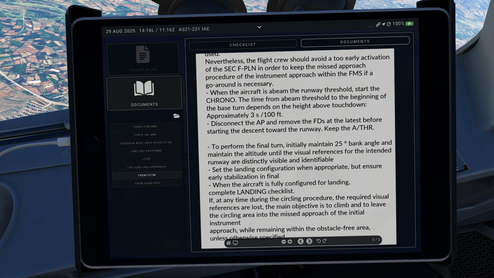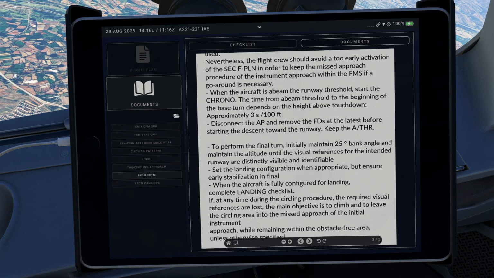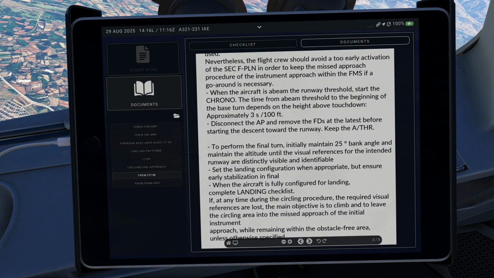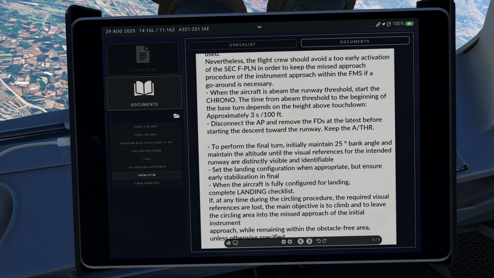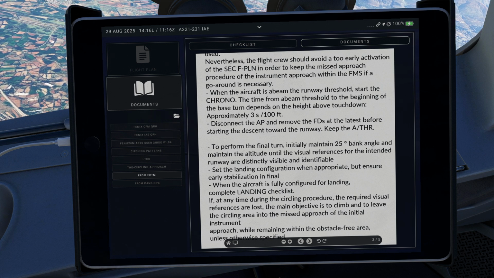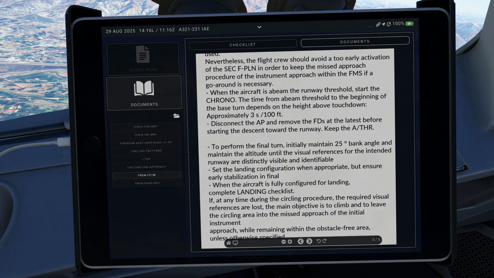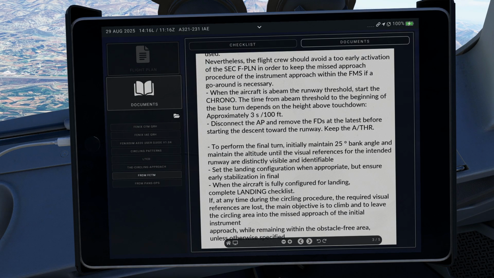That's a very important item that we should observe: do the activation of the secondary flight plan at the latest stage of the circling, when we are going for landing purpose, and landing should be assured.